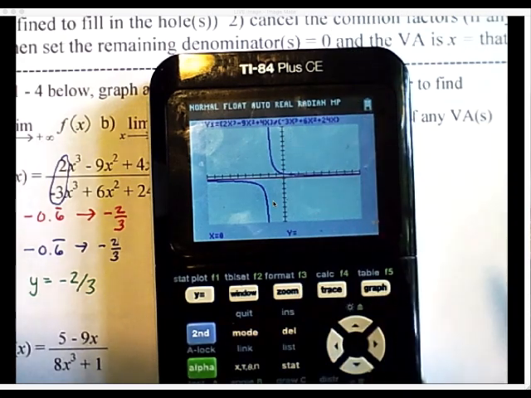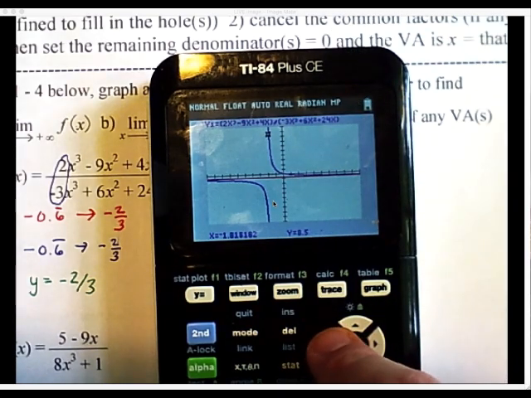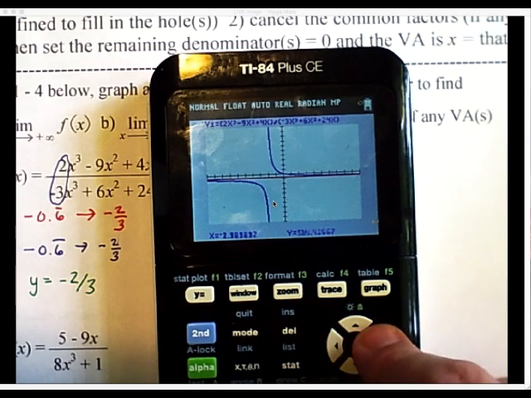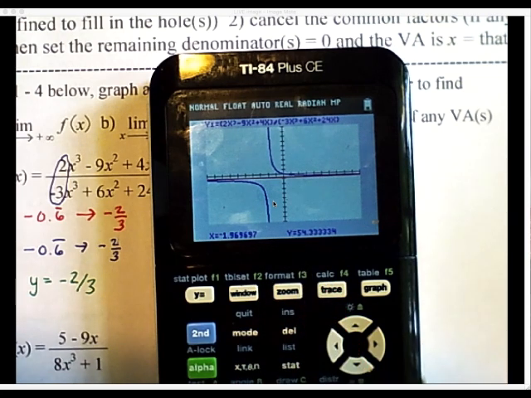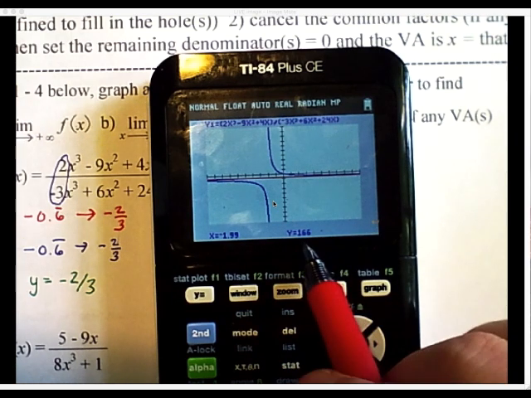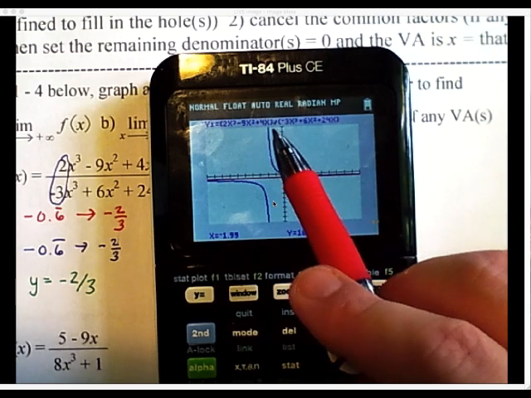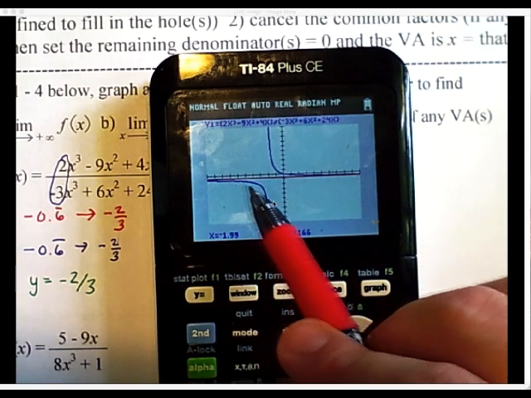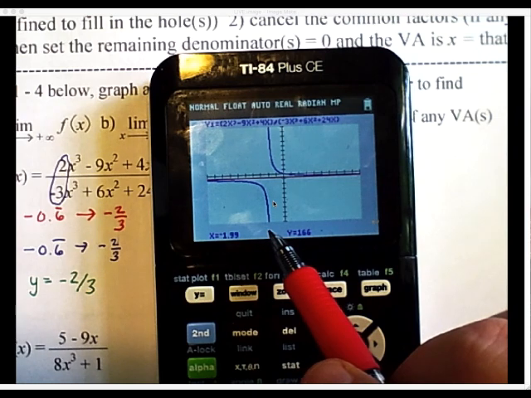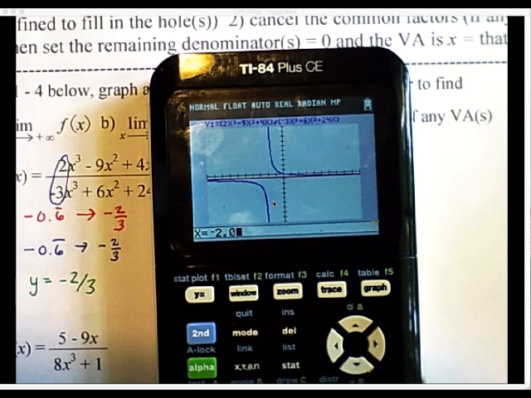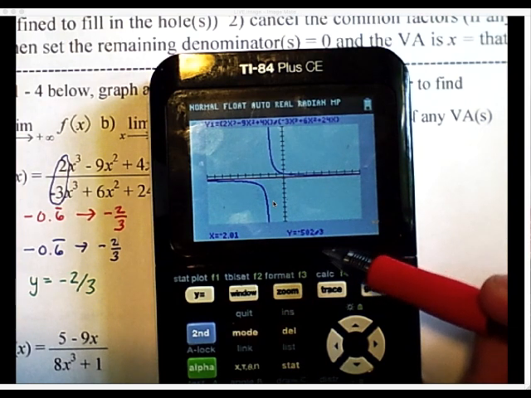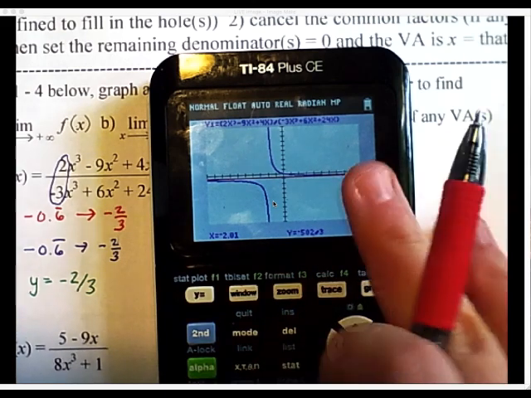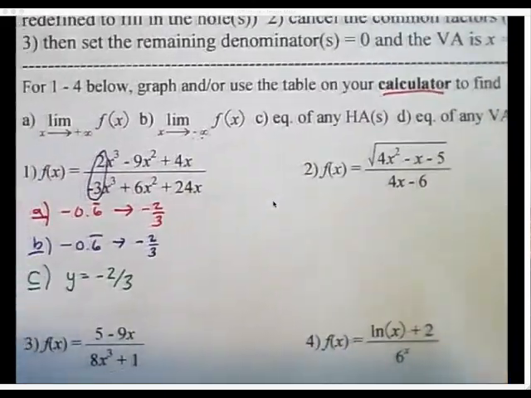Okay, if I actually hit trace, here, when I'm at an x value of negative 1.96, the y value is 54. What about if I go to negative 1.99? Okay, it goes up to 166. So it's going up towards infinity from this side. As I come in from the other side, it looks like it's going down towards negative infinity. What about if I type in negative 2.01? Okay, it gives me this fraction, negative 502 divided by 3. Okay. So there's an analytical way to find the vertical asymptote.